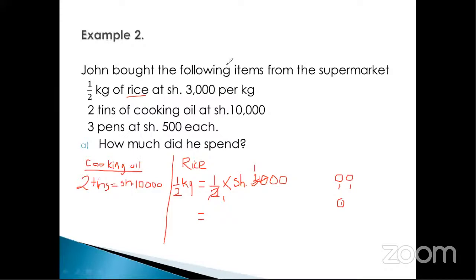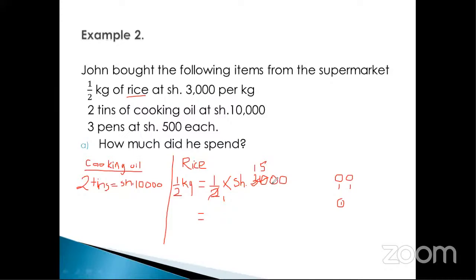So now here we are going to have 10 divided by 2. What is 10 divided by 2? Dennis, what is 10 divided by 2? 5. Yes. There we get our 5.